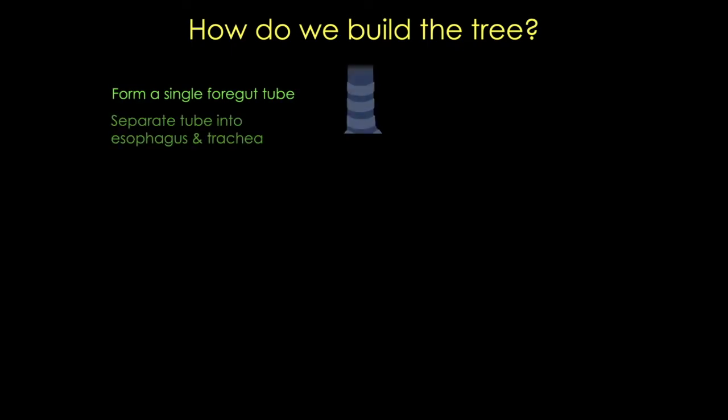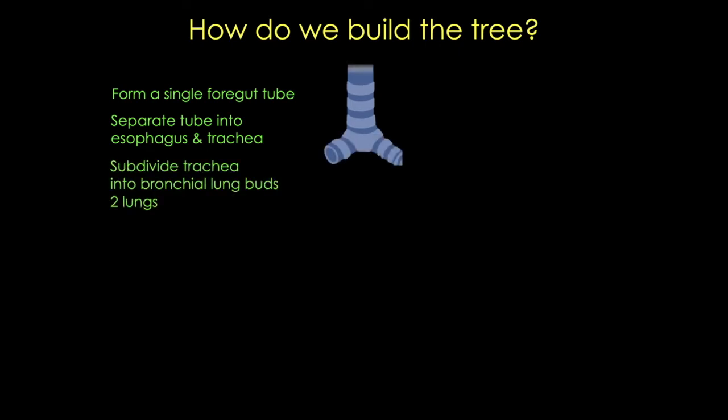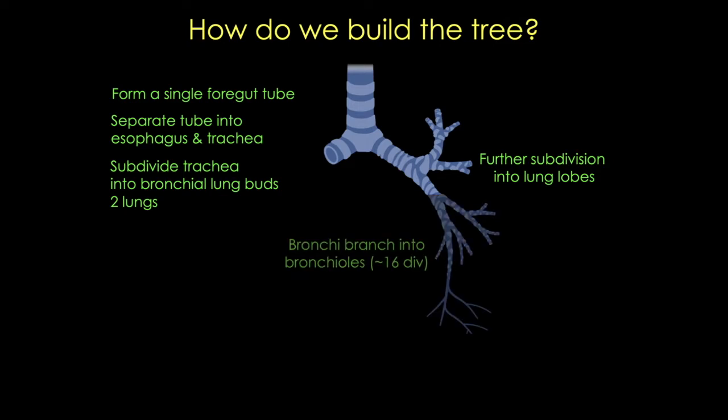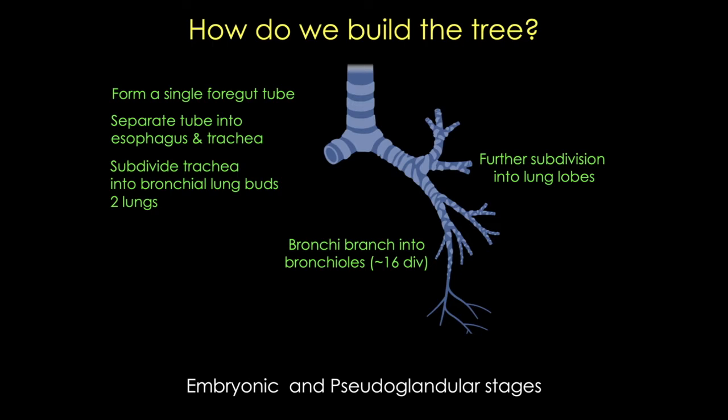So how do we build that tree? Well, we're going to form a single foregut tube, separate it into the esophagus and trachea, and then subdivide that trachea into two bronchi forming two lungs. Then undergo branching morphogenesis to further subdivide the two lungs into lung lobes, segmental bronchi, and the bronchioles. Now, all of these events again occur by roughly 17 weeks of development. And this is essentially the equivalent of the embryonic and pseudoglandular stages that I just talked about.